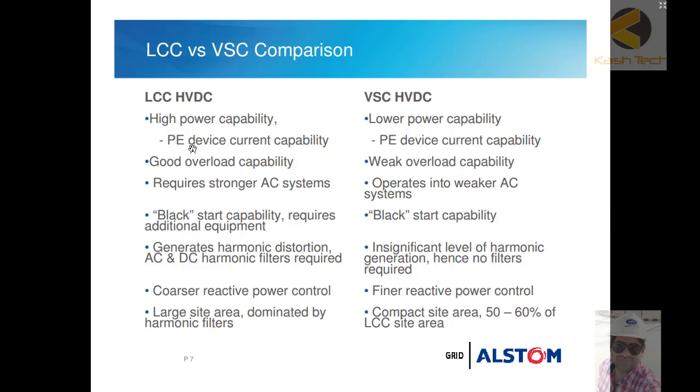LCC generates harmonic distortion, so AC and DC harmonic filters are required, whereas in VSC there is an insignificant level of harmonic generation, hence no filter is required. This is an advantage of VSC. LCC has coarser reactive power control, not that fine, and VSC HVDC has fine reactive power control. LCC HVDC has a large site area dominated by harmonic filters, whereas VSCs have a compact site area, 50-60% of the LCC site area. So the VSCs are compact. So these are advantages, disadvantages and comparisons.